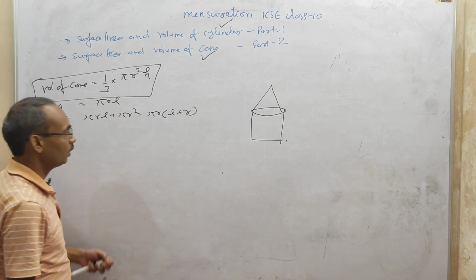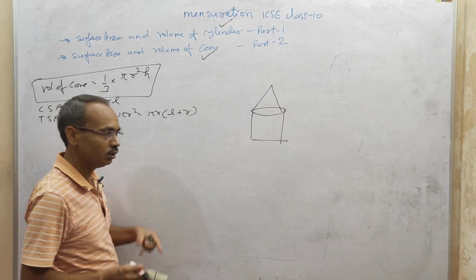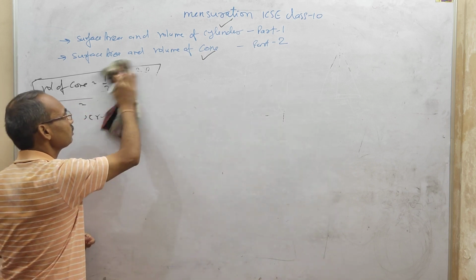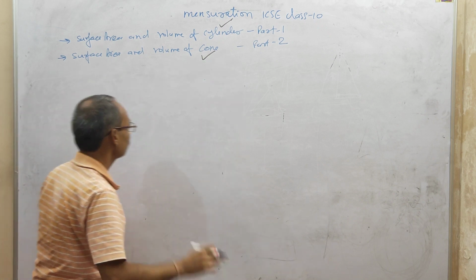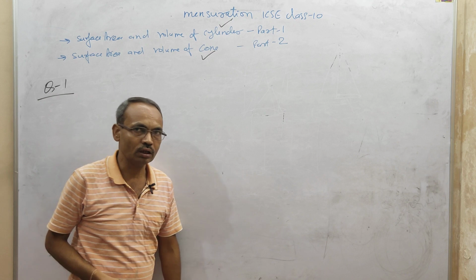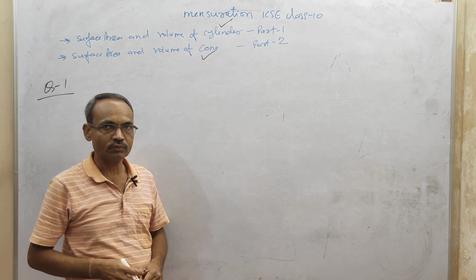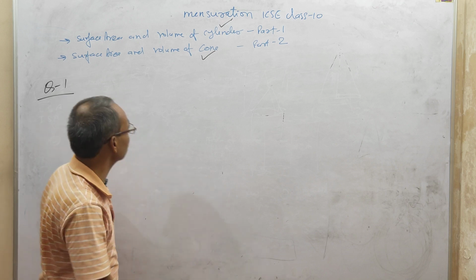Now for more clarity we take some examples and solve them for complete understanding of this topic, mensuration. Question 1: let us suppose that the curved surface area of a cone is 308 and the slant height is 14.